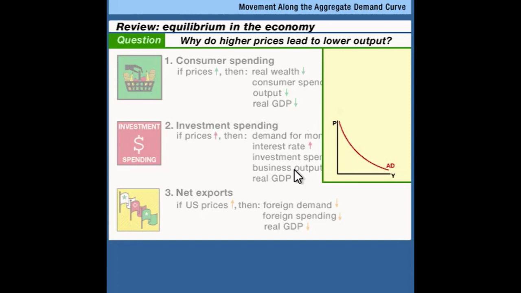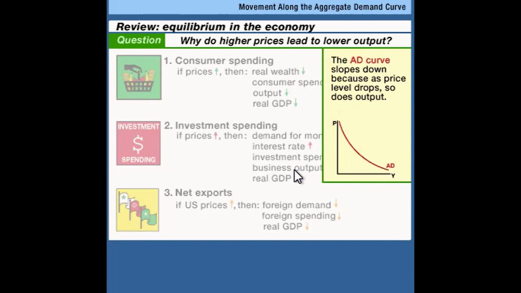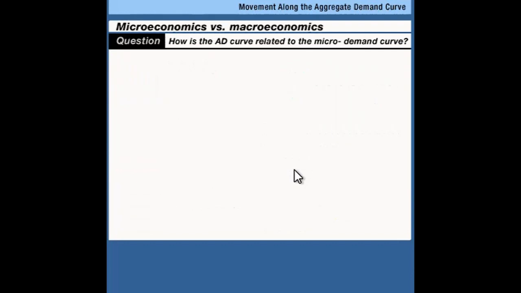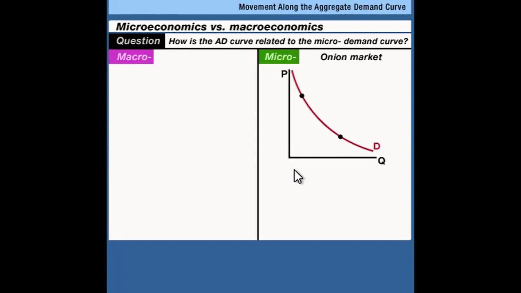Now, that leads us to one final question, and this is often a point of confusion. How is the aggregate demand curve related to a demand curve from microeconomics? Suppose here we've got a demand curve like we draw in the microeconomics course. Maybe it's the demand curve for onions. On the vertical axis we have the price of onions, and on the horizontal axis we have the quantity of onions demanded. Think about what this curve is telling us. When the price of onions rises, people are willing and able to buy fewer onions. Therefore, the quantity demanded of onions decreases.